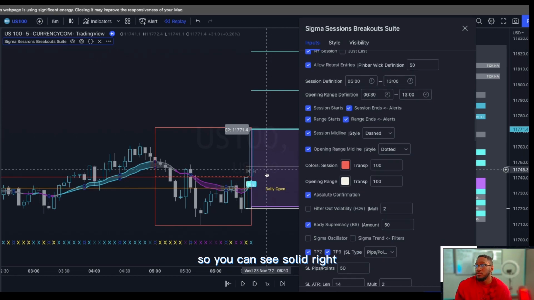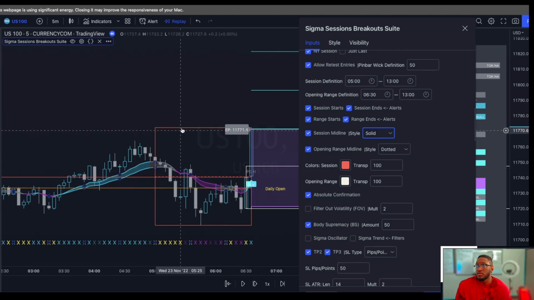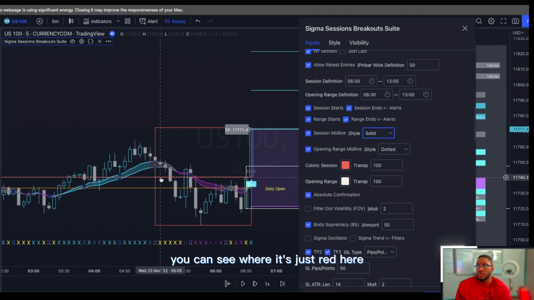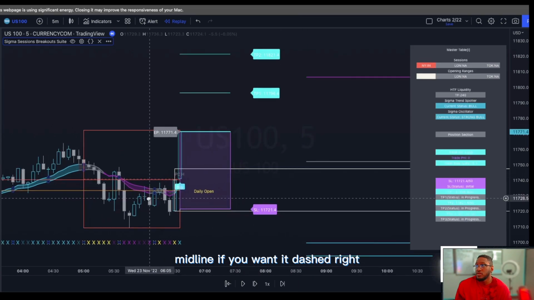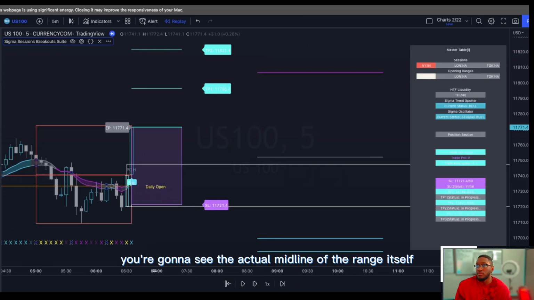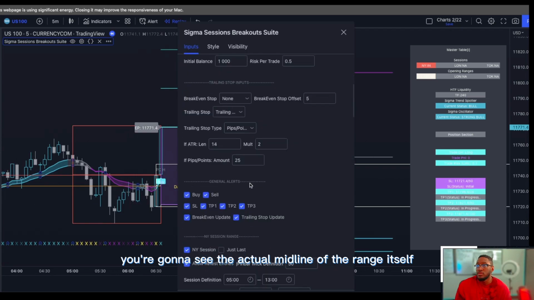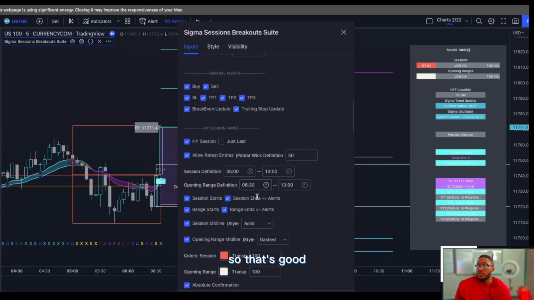Session midline, so you can see dash, solid, right? There's a midline between the high and low of the session. You can see where it's just red here. And then the opening range midline, if you want it dashed, you're going to see the actual midline of the range itself, so that's good.